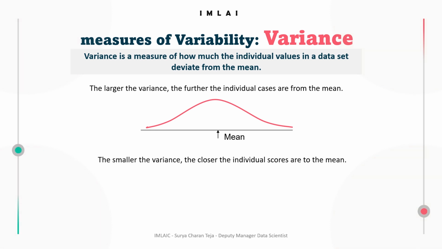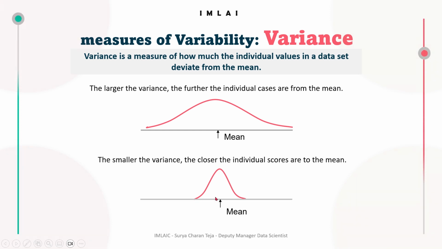Now, the smaller the variance, the closer the individual scores are to the mean. And this is how it looks. Here the mean is at this point, and the total variance is smaller. If you look at the distance between the individual cases and the mean, it's much smaller compared to the above figure.